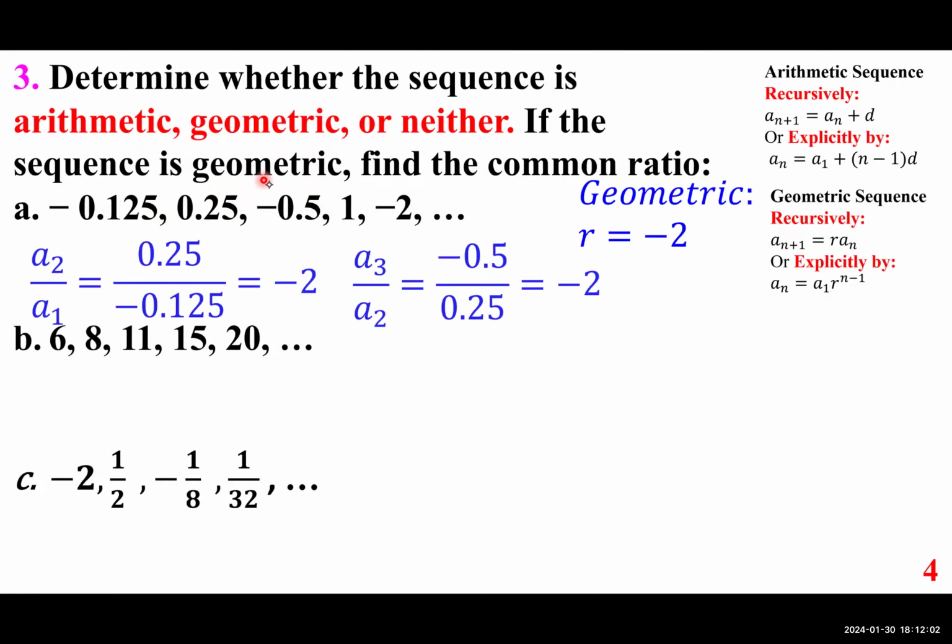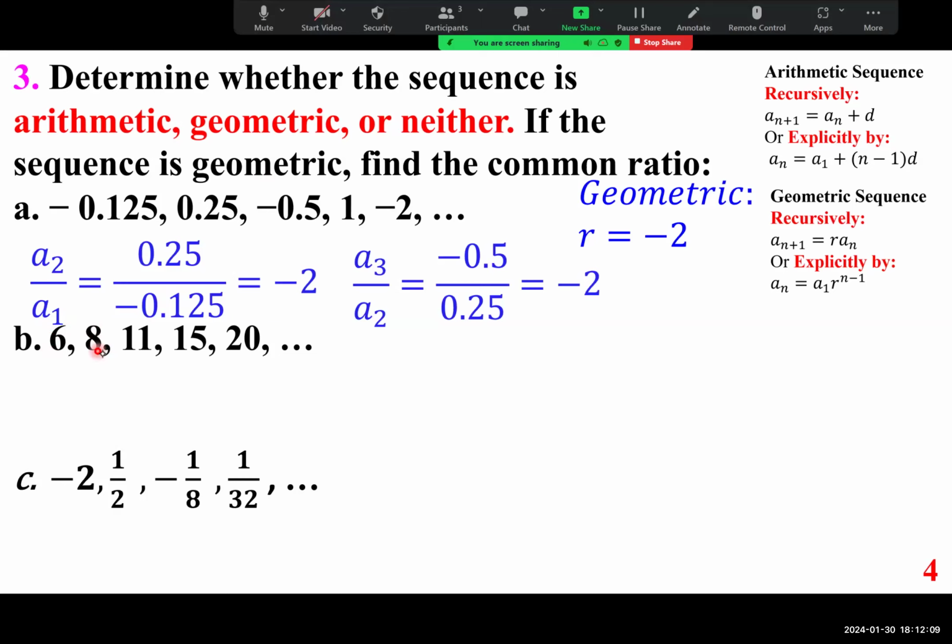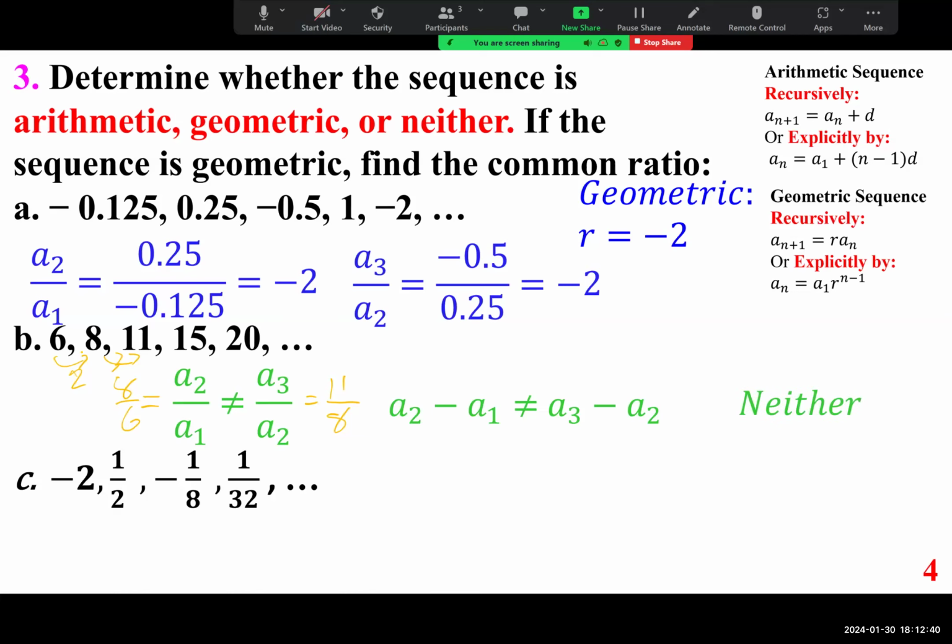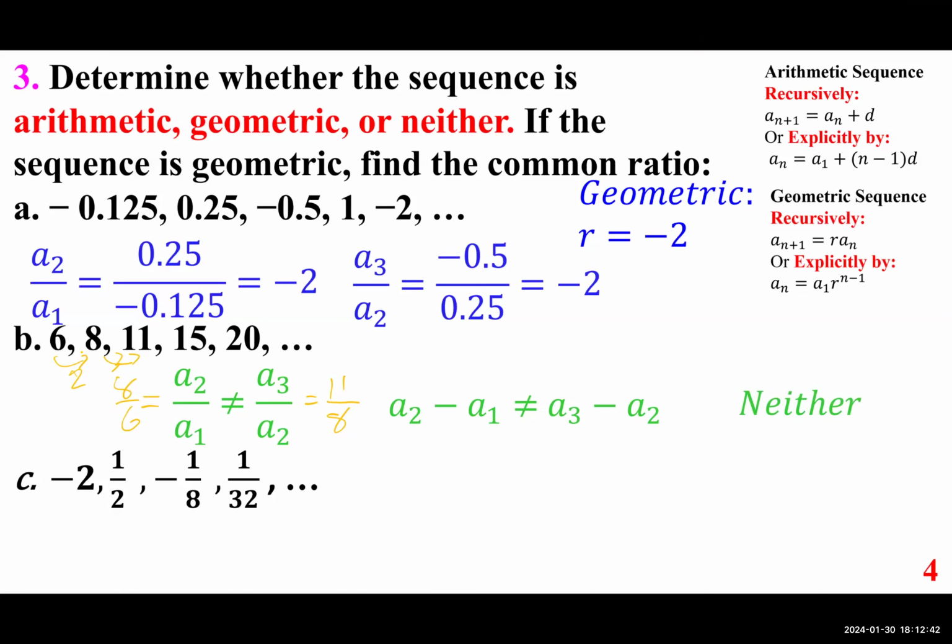For part B, if we look at the ratio of a sub 2 to a sub 1 and a sub 3 to a sub 2, they are not equal, because a sub 2 to a sub 1 equals 8 over 6. A sub 3 to a sub 2 is 11 over 8, and they are not equal. The cross product shows that they are not. If you look at their difference, this adds 2, this adds 3, and therefore they are neither an arithmetic sequence nor a geometric sequence.